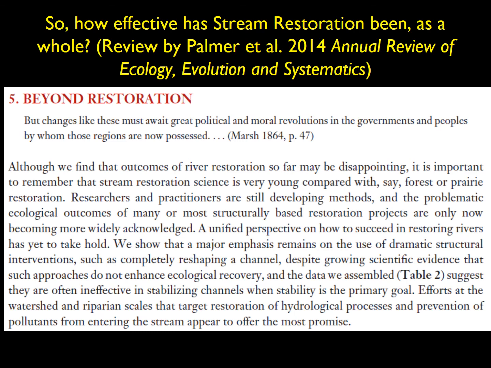But as Palmer et al. point out, and the thinking on this, I'll tell you, has not changed since 2014, we really need to think on the larger scale.